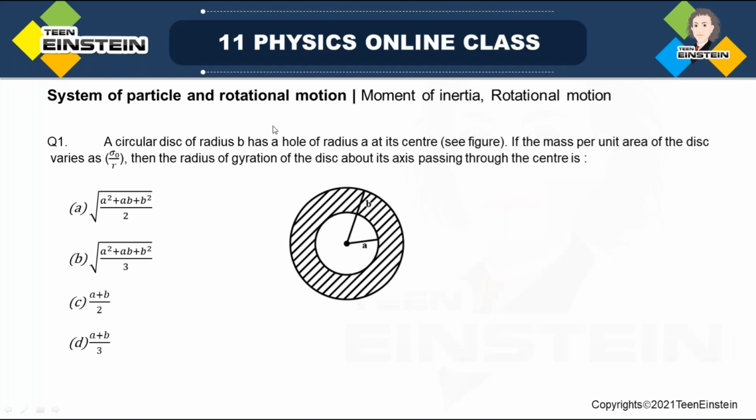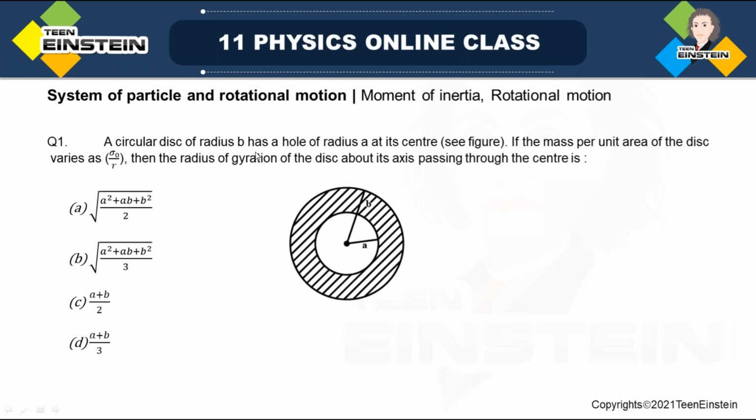Very good morning, students. We are continuing the chapter Rotational Motion and System of Particles. So today also we have picked up a few numerical problems on this rotational motion from previous year's JEE paper.